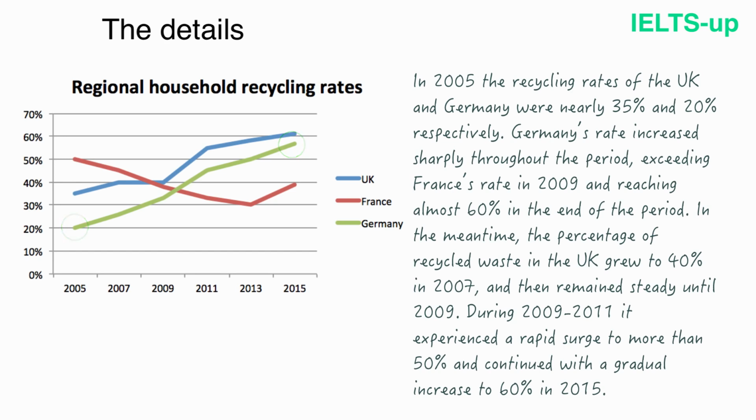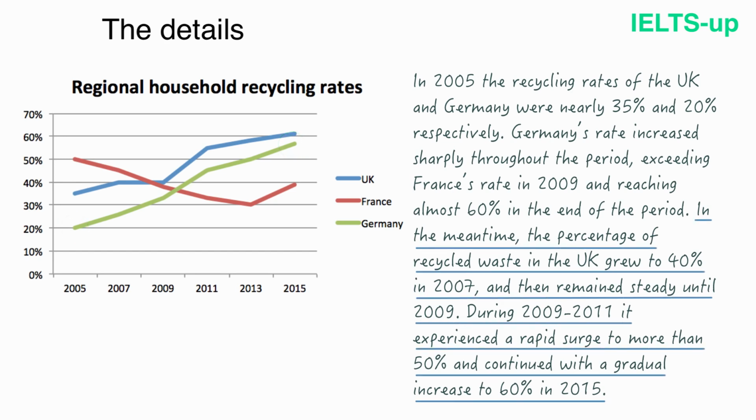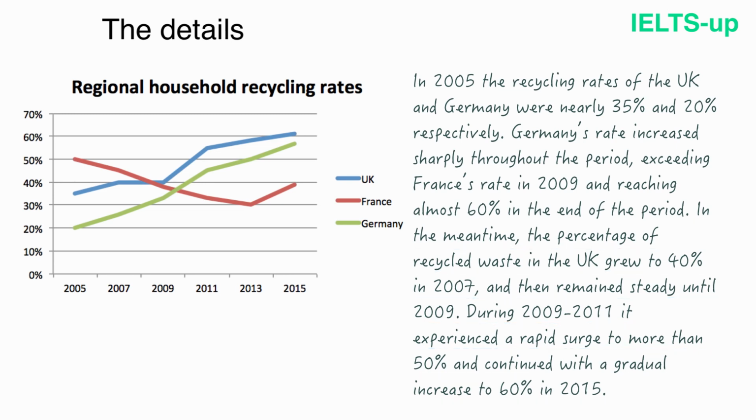And finally, I describe how the UK's rate changed. In the meantime, the percentage of recycled waste in the UK grew to 40% in 2007 and then remained steady until 2009. During 2009-2011, it experienced a rapid surge to more than 50% and continued with a gradual increase to 60% in 2015.